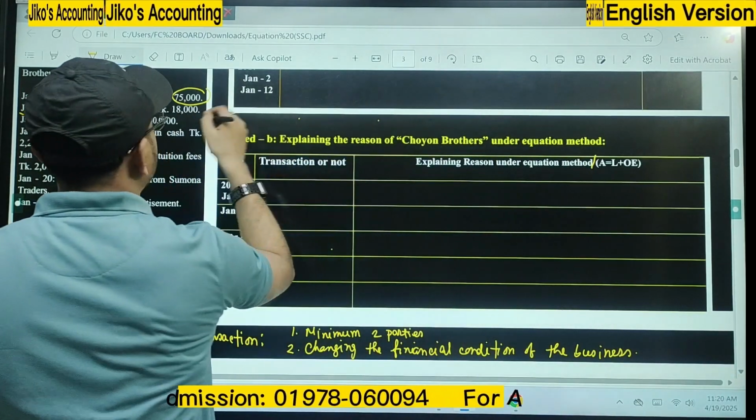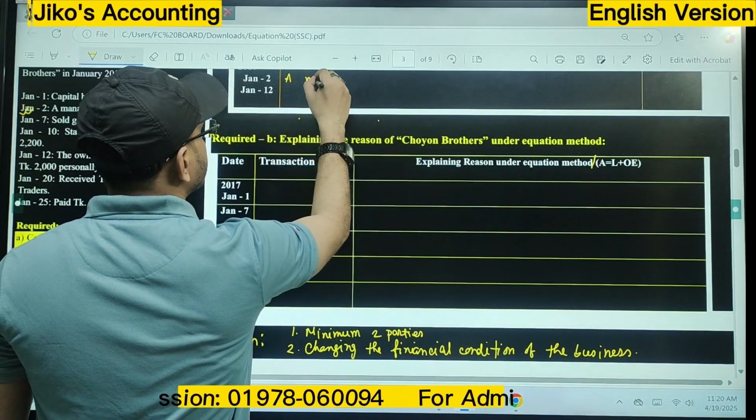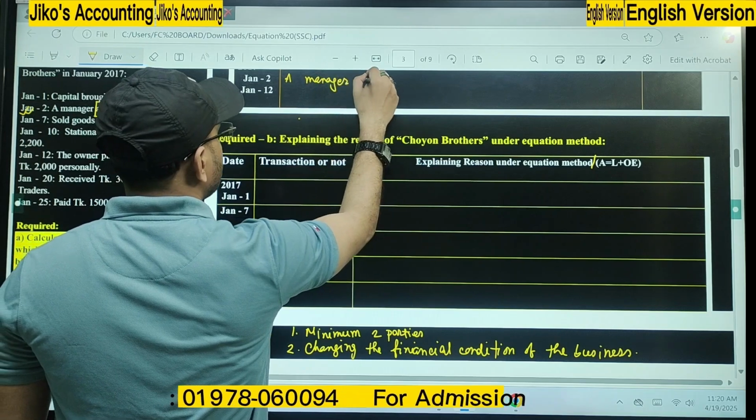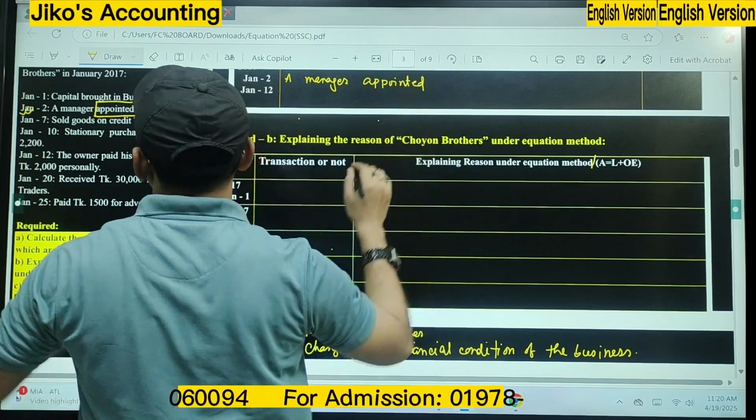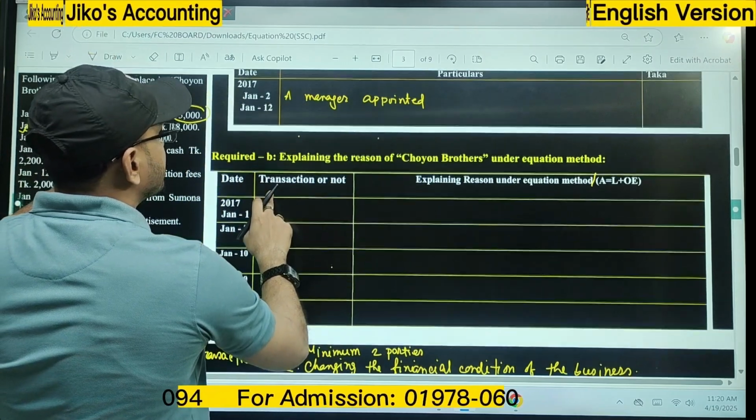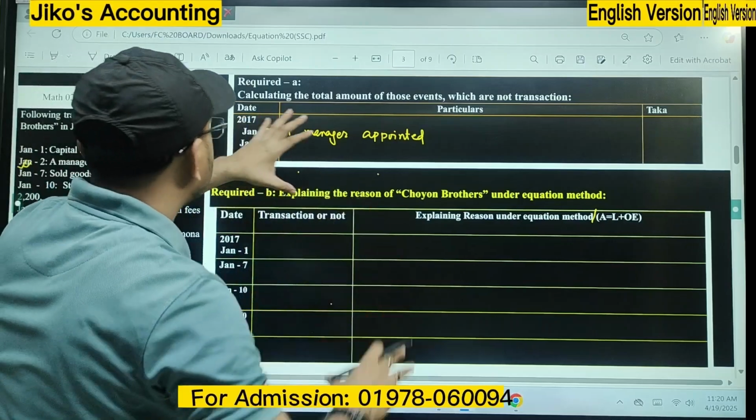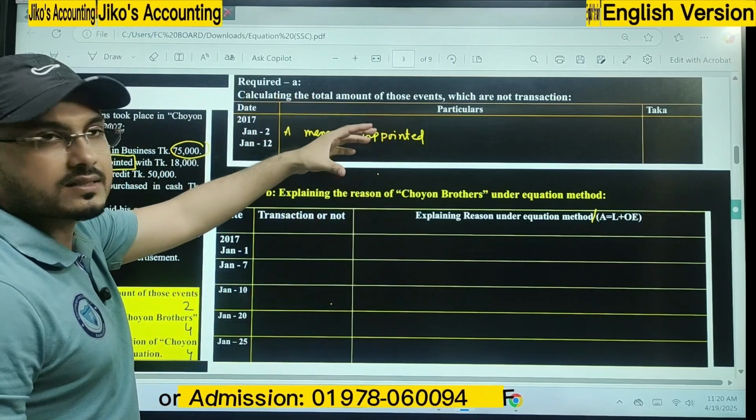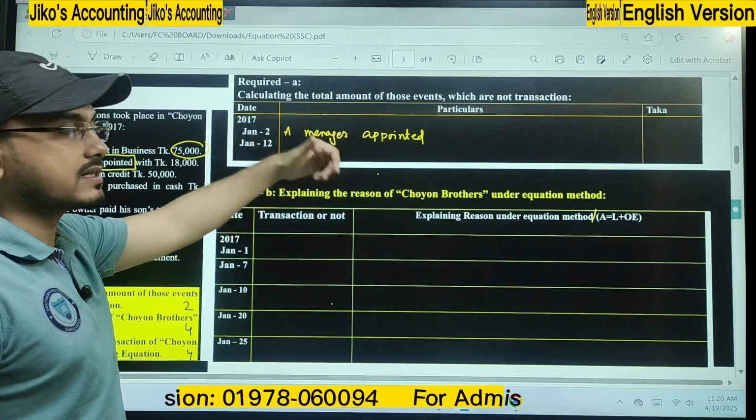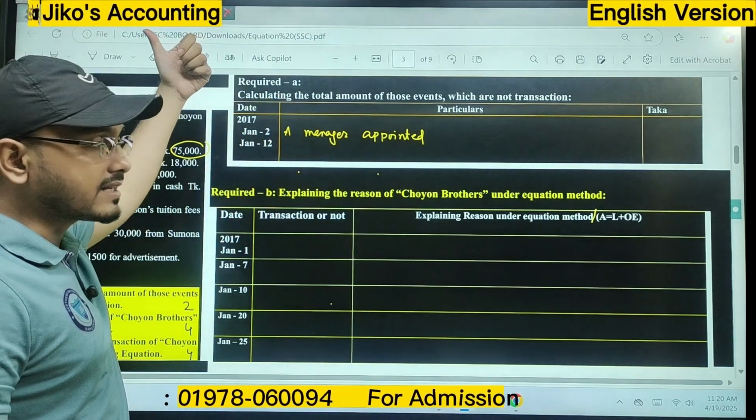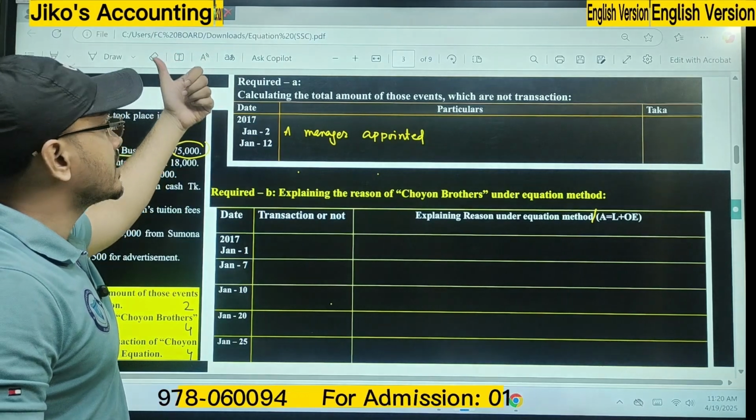First of all, we need to write this one. A manager appointed. You can see here, appointed. To do this math, you have to make a format. It's a basic math. As we are doing it the second time, you can see these are the same requirements as in the previous math, like math number 1 of your textbook.